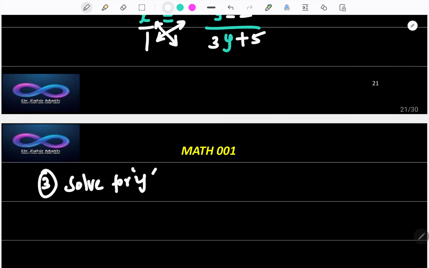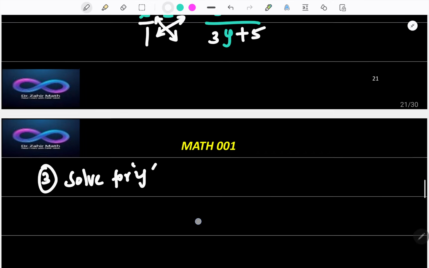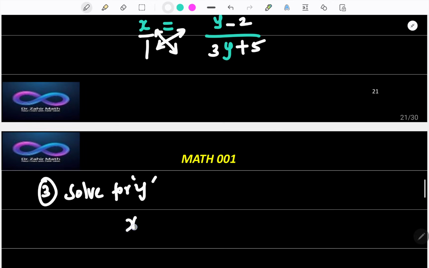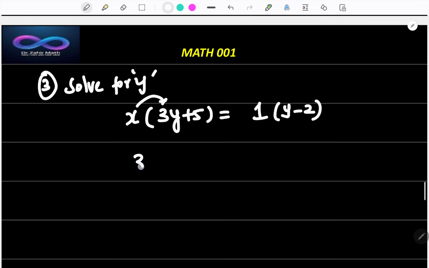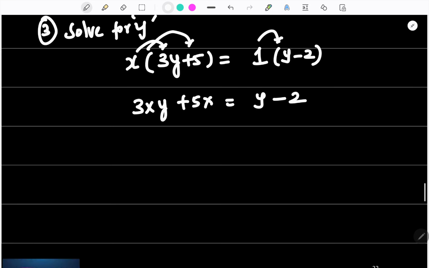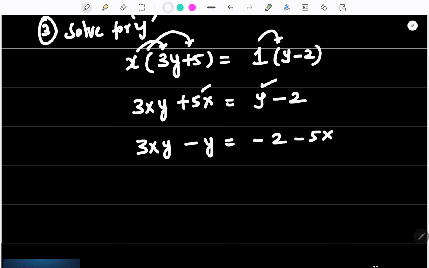Cross multiplication. Right? So x times 3y plus 5 is equal to 1 times y minus 2. Clear? So multiply this 3xy, multiply this 5x equals 1 into y is y minus 2, right? Now take y one side. 3xy minus y, which is equal to minus 2 minus 5x. This y comes this side.